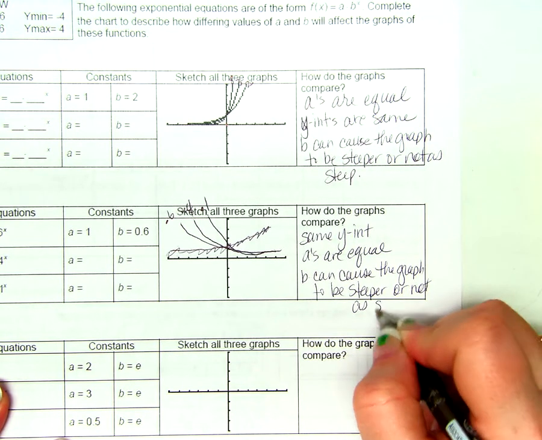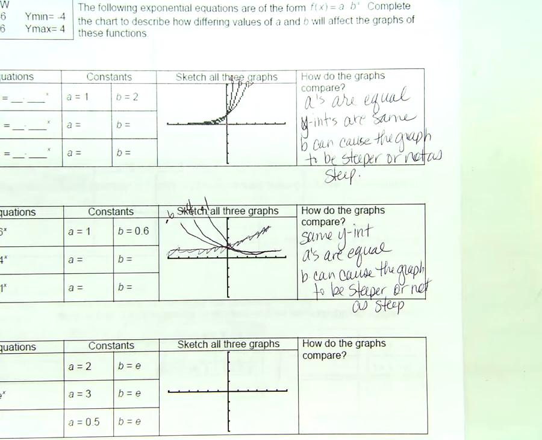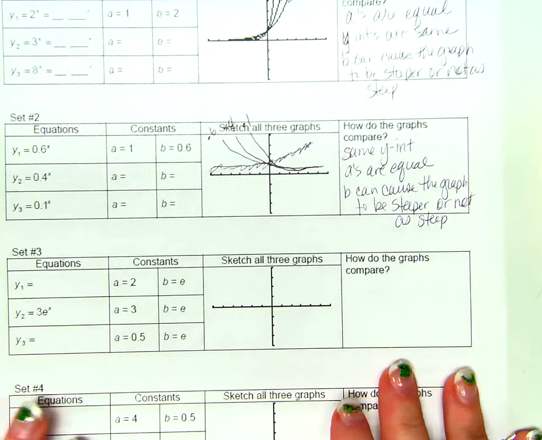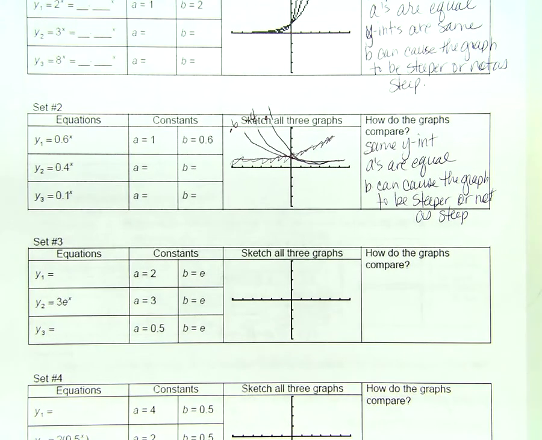That would be a very good way to say it. Say it one more time so I can say it. B's can cause the graph to change steepness. I'm okay with that. I'm not sure steepness is a word, but we all know what he means when he says that. Okay?